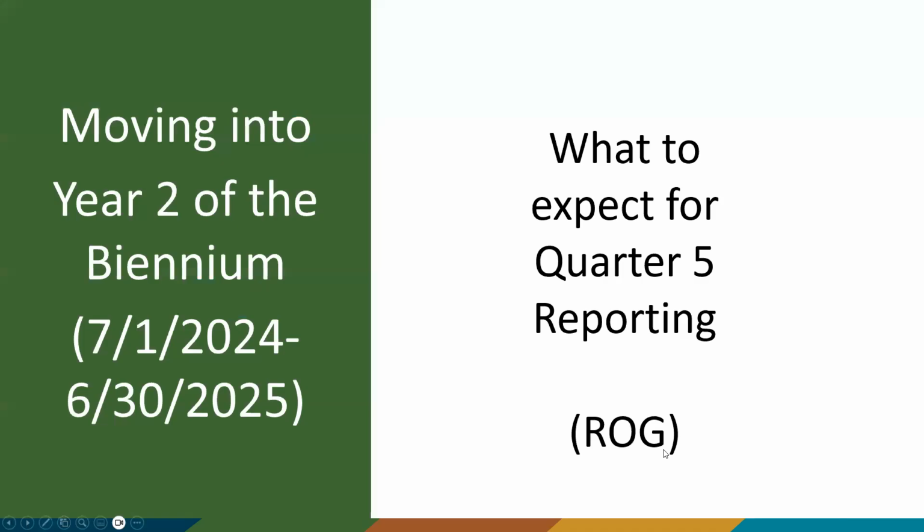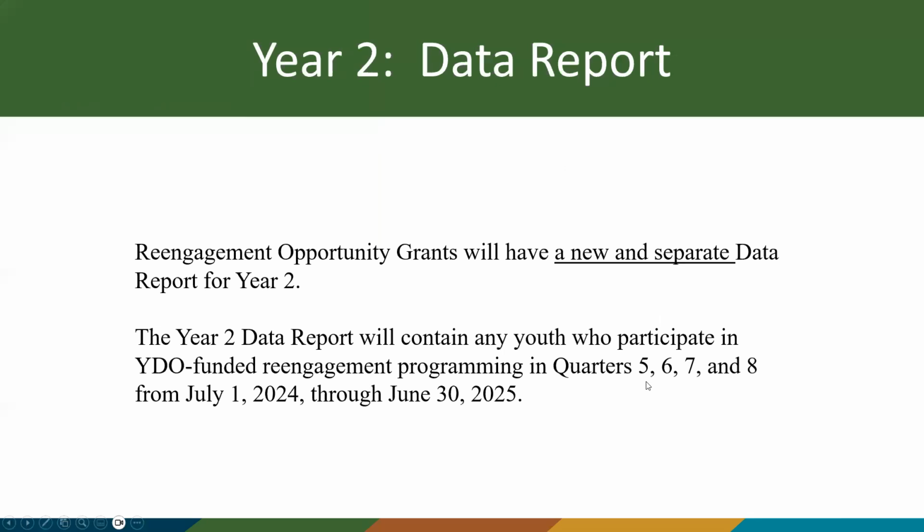Okay. So at this point, we're going to move on to what to expect for Q5 reporting in year 2 of the biennium for re-engagement. The Re-Engagement Opportunity Grants will have a new and separate data report for year 2. The year 2 data report will contain any youth who participate in YDO-funded re-engagement programming in quarters 5, 6, 7, and 8, which runs from July 1st, 2024 through June 30th, 2025.